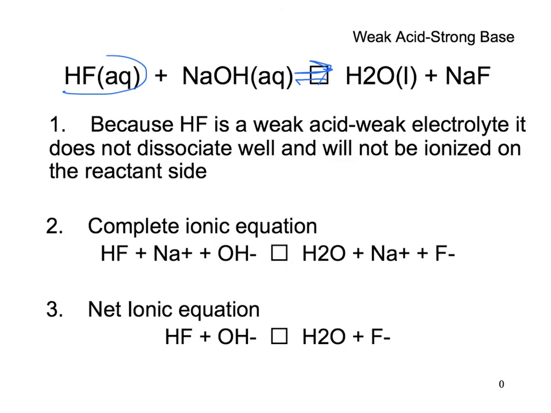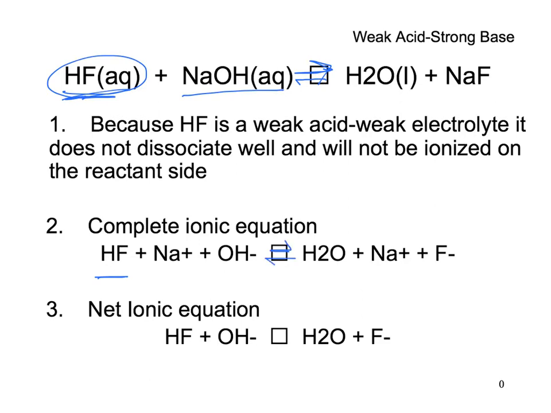Now, realize if you were to get the complete ionic equation, you're not going to ionize the HF in this case, even though you have the letters AQ. The reason for that is because it's a weak acid, it's not going to give you 100% ionization, so I'm going to keep that intact. Sodium hydroxide, on the other hand, is a strong base, so we are going to completely ionize that as Na plus and OH negative. Of course, you have your equilibrium.